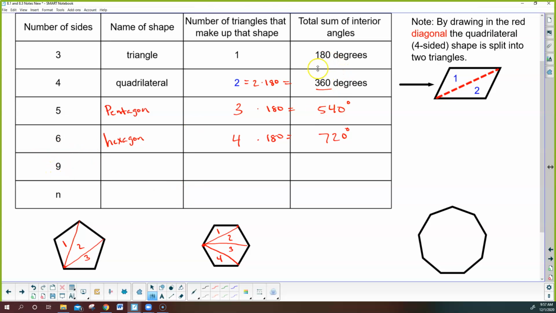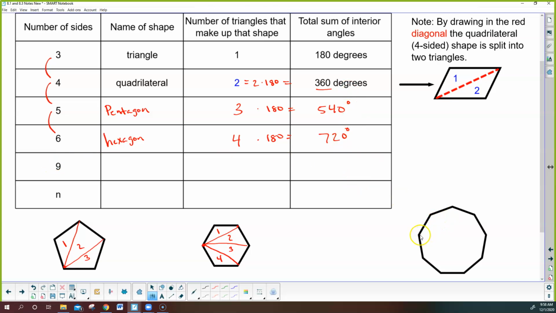Some students are like, ooh, I'm just adding 180, add 180, add 180. Well, I can't just add 180 here. The reason why is because I jumped. I went from 1, 1, 1, and now I went to 3. So you could find the pattern here.